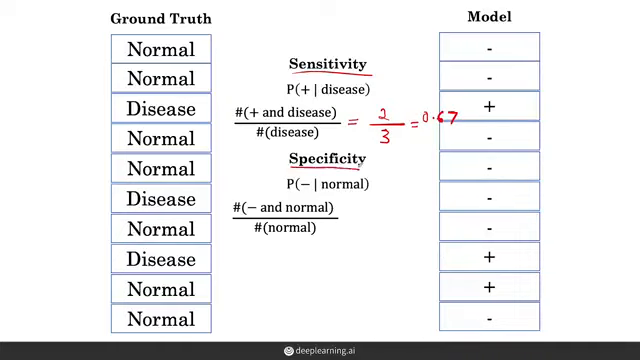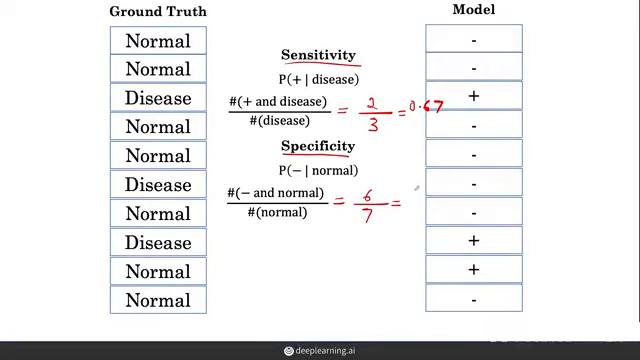Then we compute specificity. Specificity can be computed as the fraction of normal examples that are also negative. So in the denominator, we have the number of normal examples, which is going to be 7. And in the numerator, the number of negative and normal examples. This is going to be 1, 2, 3, 4, 5, 6. And this is 6 over 7 to get 0.86. So that's the computation of sensitivity and specificity.